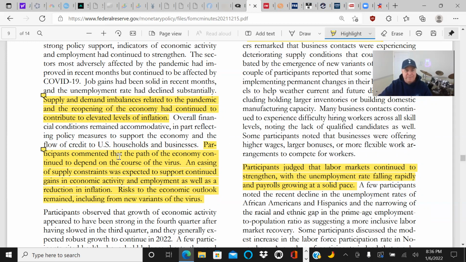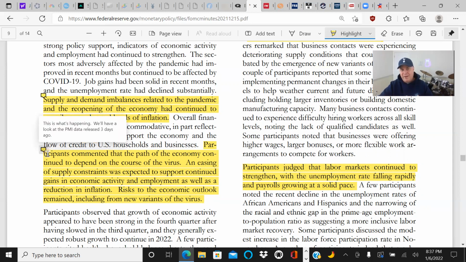Participants commented, and actually we're going to find out that's the case when we look at this PMI data that just came out 3 days ago. Participants commented that the path of the economy continued to depend on the course of the virus, and easing of supply constraints was expected to support continued gains in economic activity and employment, as well as reduction in inflation. Exactly. So basically that is what's happening.